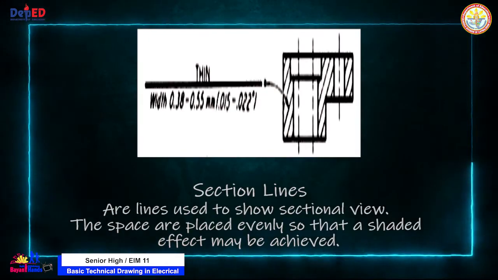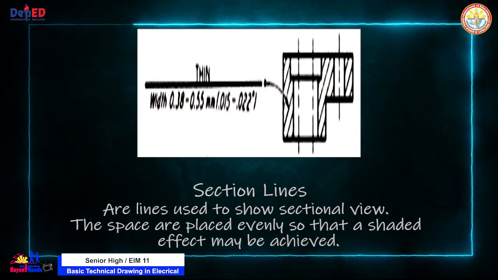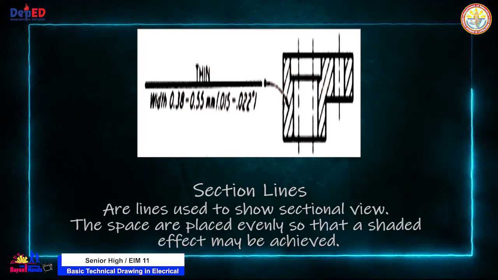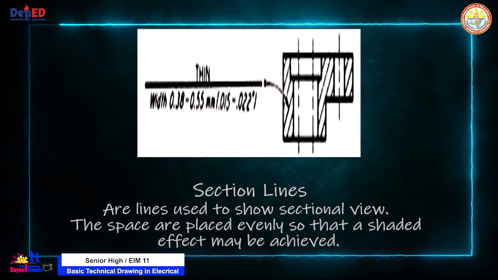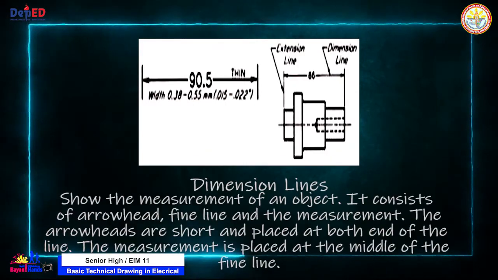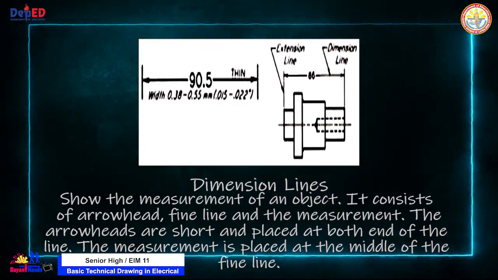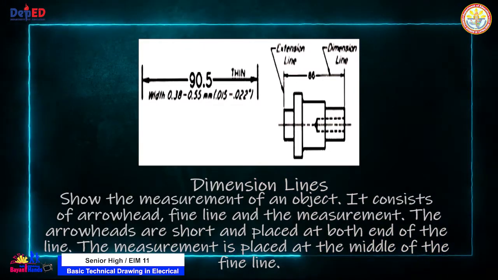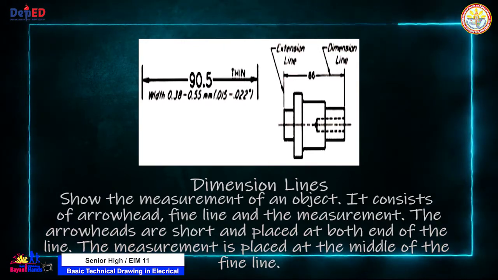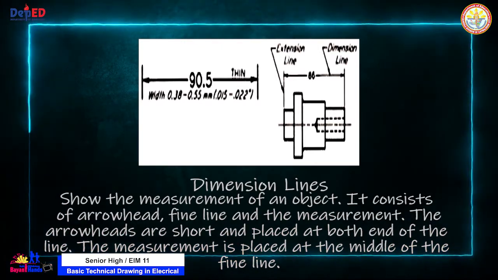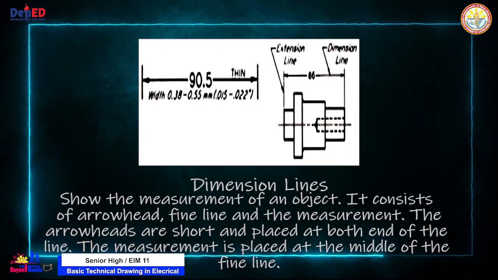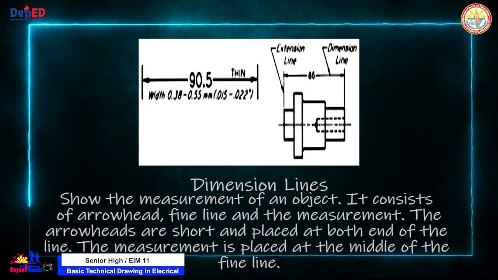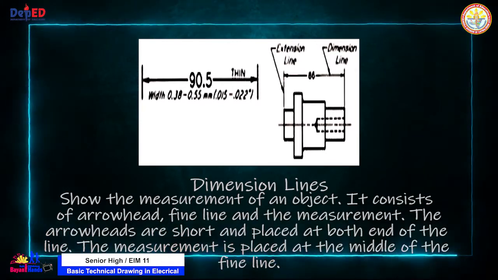Section lines. Section lines are lines used to show sectional view. The spaces are placed evenly so that the shaded effect may be achieved. Dimension lines. Dimension lines show the measurement of an object. It consists of arrowhead, fine line, and the measurement. The arrowheads are short and placed at both ends of the line. The measurement is placed at the middle of the fine line.